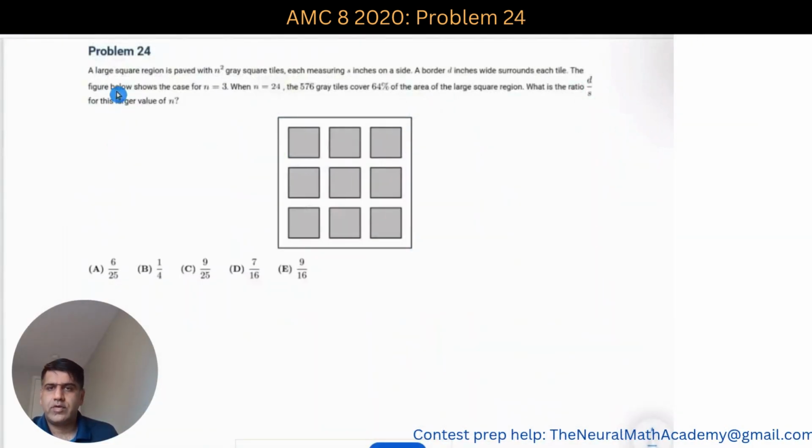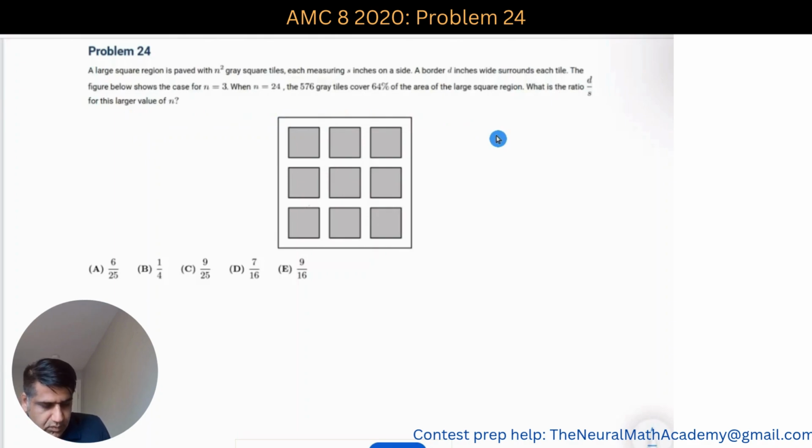Let's solve problem 24, where a large square region is paved with n square gray tiles, each measuring s inches on a side. A border d inches wide surrounds each tile. The figure below shows the case for n equal to 3. When n is equal to 24, the 576 tiles cover 64% of the area of the larger square region. What is the ratio d by s for this larger value of n?